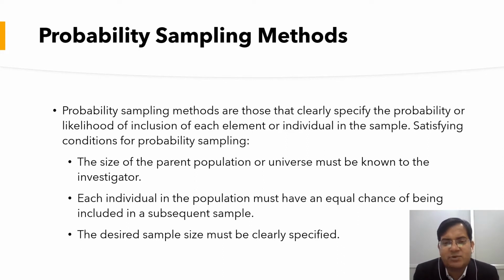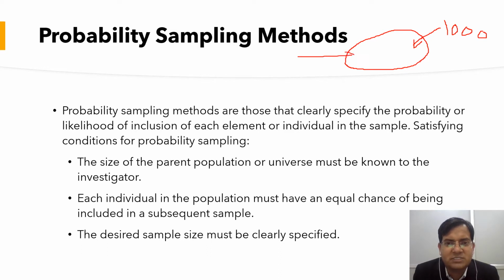So in this case, the very important thing is, first of all, we draw our population. Suppose there is a population of 1,000 students. If we give equal opportunity, equal probability of inclusion in our sample, suppose out of these 1,000 we select just 100 students. All these 1,000 students have an equal chance to come under this sample of 100. So this is called probability sampling.